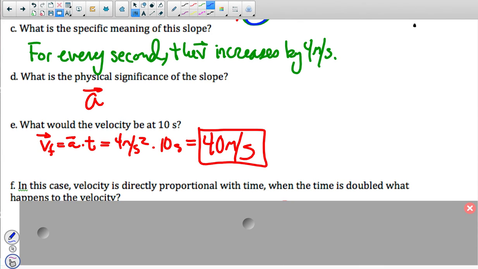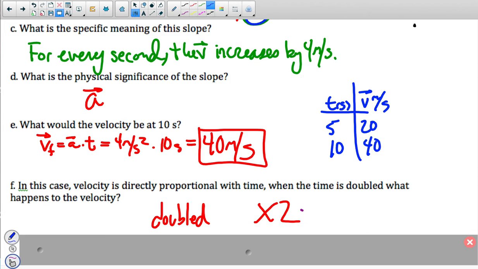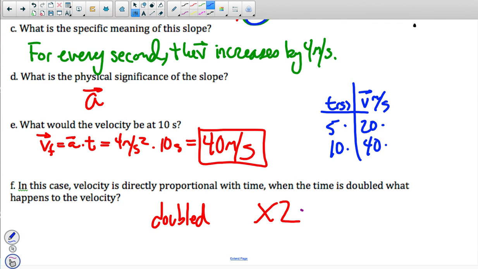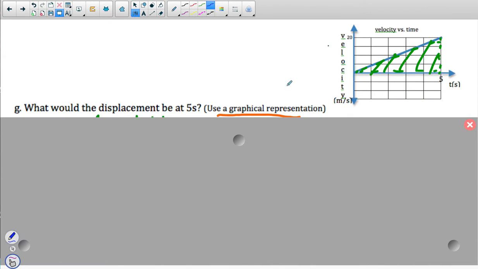Now if we compare those two, at 5 seconds the velocity was 20 meters per second. At 10 seconds, the velocity was 40 meters per second. So what happened to the velocity when we doubled the time? Well, the velocity doubled as well. Time doubled from 5 to 10, and the velocity doubled from 20 to 40.